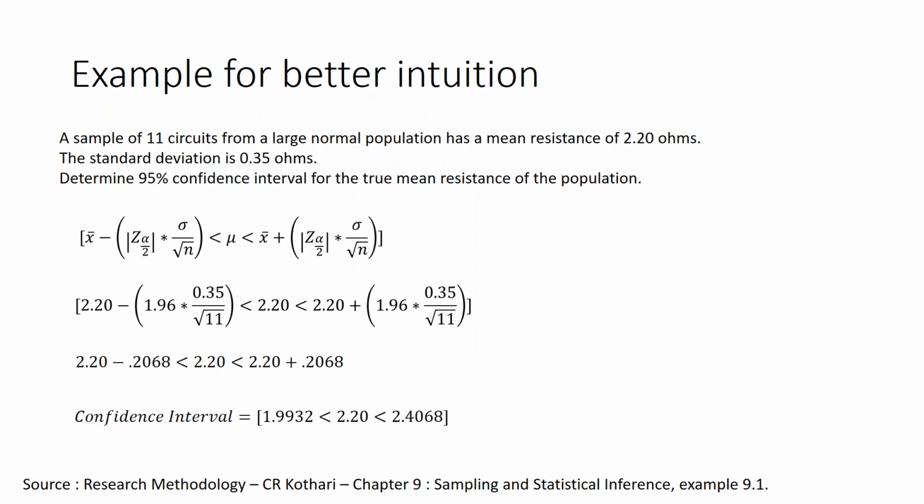So it states the 95% confidence interval for the true mean resistance of the population. So this is the true mean resistance of the population. Anything below 1.9932 is definitely going to get rejected, and anything above 2.4068 is going to get rejected. So that is my confidence interval for 95% accuracy.